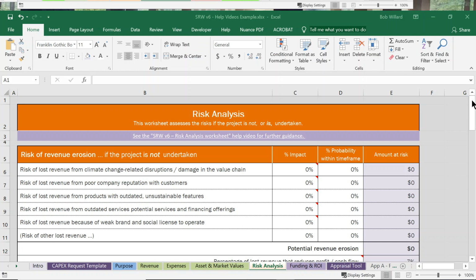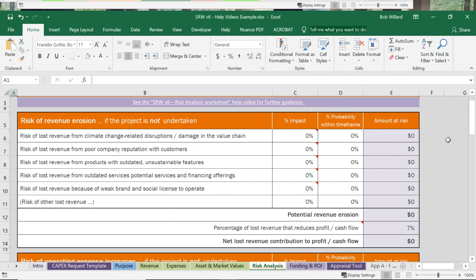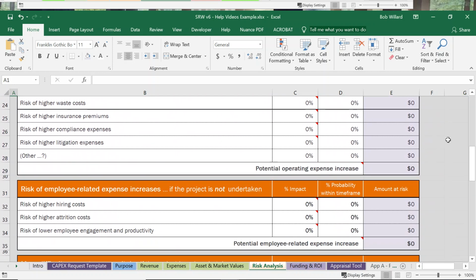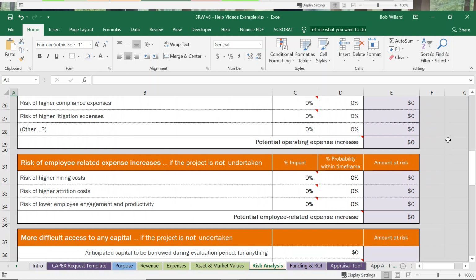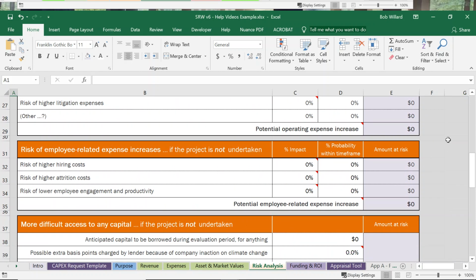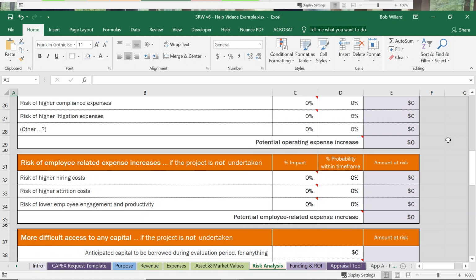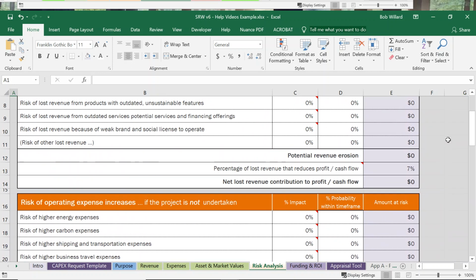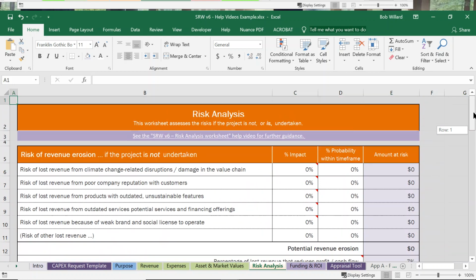So these line items should look familiar. They're the same ones that you used when calculating benefits, except this time you're estimating how much they might go in the wrong direction if the initiative is not undertaken, factored by the probability that this will happen. And that's the two columns that you see at the top, the impact and the percent probability. So you're using the normal way that companies assess any risk, potential impact times the probability of the impact happening within the given time frame.